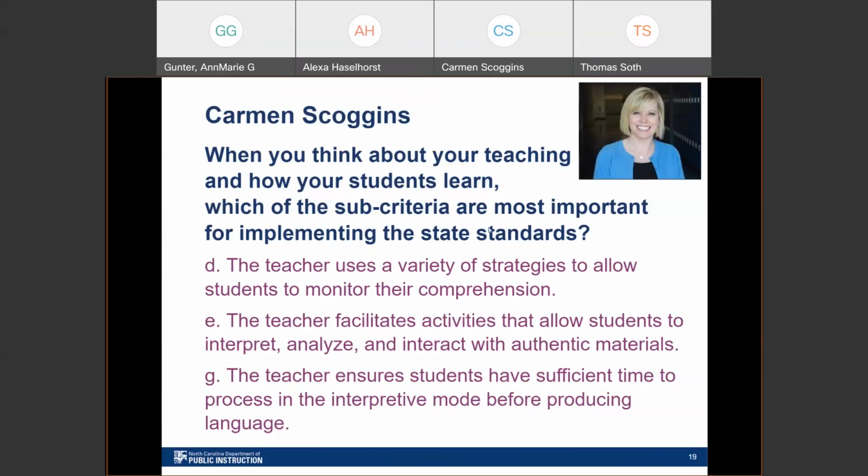Great. Thank you, Carmen. And once again, we'll pause for a moment to see if anyone has any questions for Carmen about what she's shared. Do take a look too. She's indicated D, E, and G as being important for implementing our state standards, and take a look at how many of you here today on the poll question indicated those are professional strengths for you and you consider them important as well.